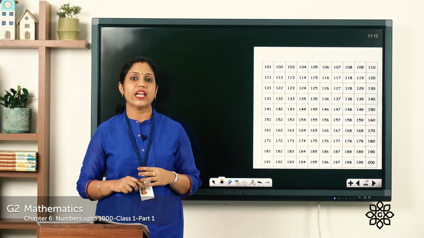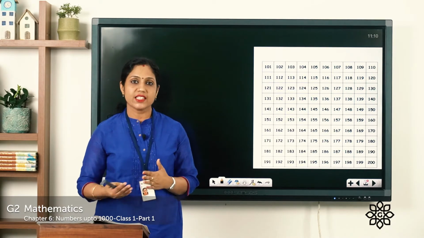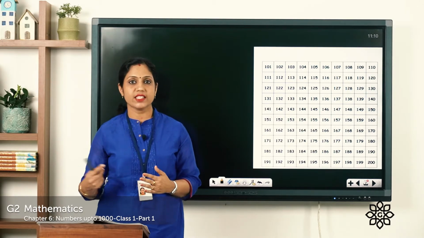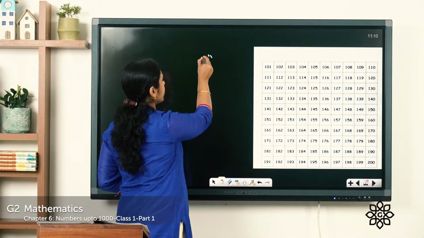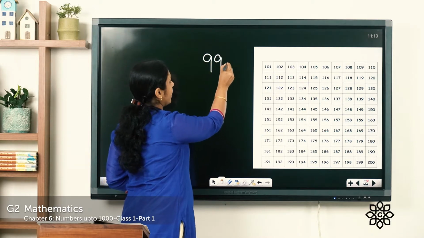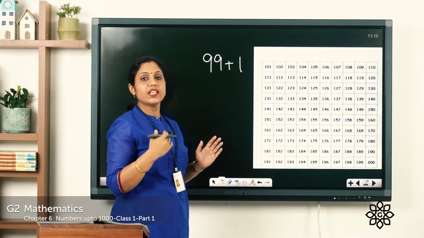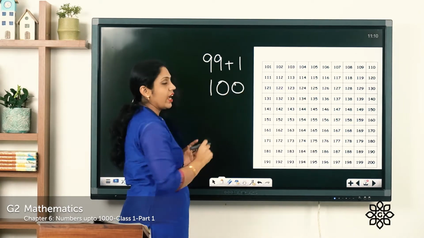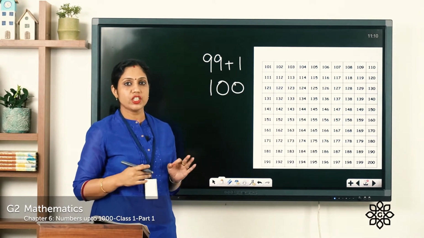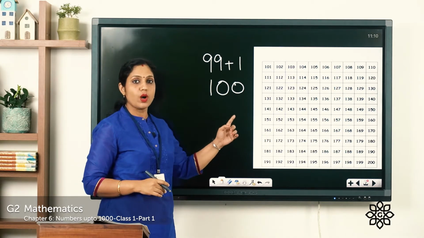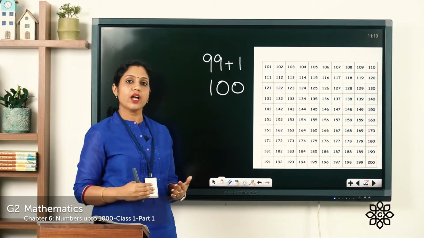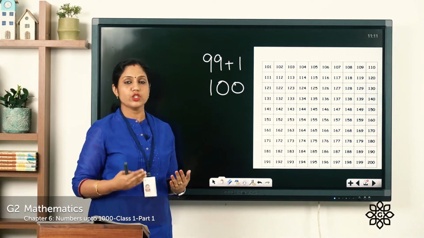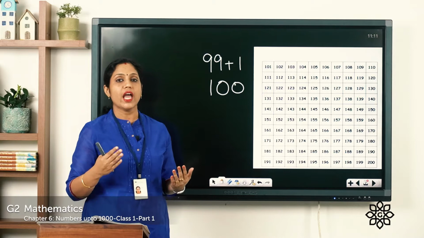Now when we reach 99, what will be the next number? We have to add 1 to the number to get the next number. If it is 99, if we add plus 1, we will get the next number, that is 100. And 100, we know that is a 3-digit number and 100 is the smallest 3-digit number. And from 100, how will we count? The same pattern follows. 101, 102, 103, 104 and so it goes.